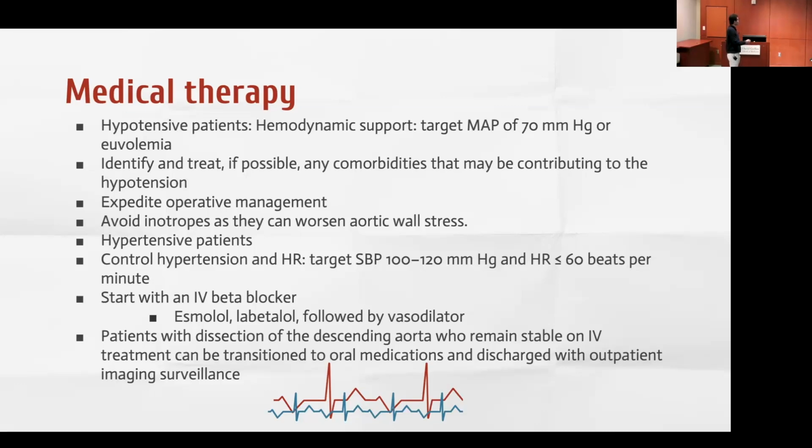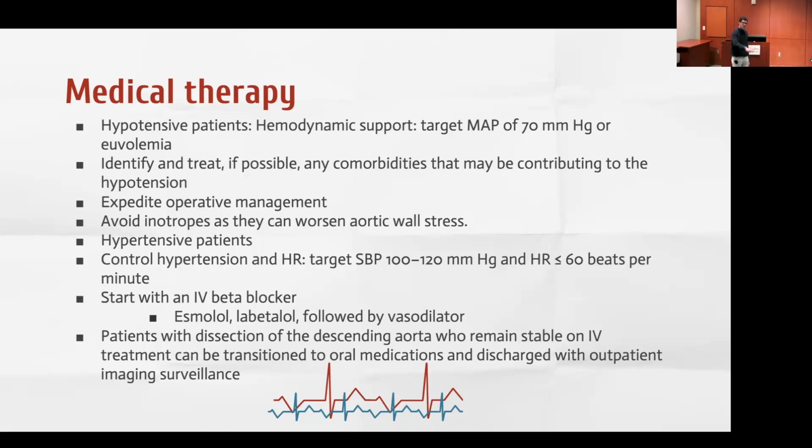We want to be careful, and identify and treat if possible comorbidities, for example cardiac tamponade. So we may need to do pericardial fluid drainage. Expedite operative management, avoid inotropes, right? Hypertensive patients, on the other hand, we can control with antihypertensive medications. We want to keep the heart rate in a nice target range of less than 60 beats per minute, and systolic blood pressure between 100 and 120.